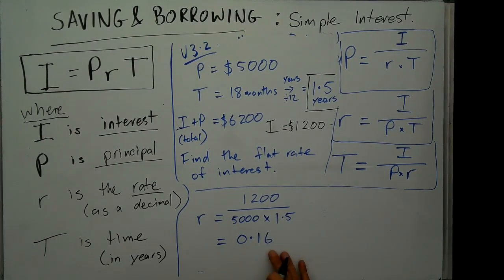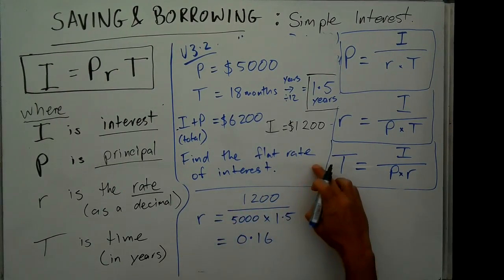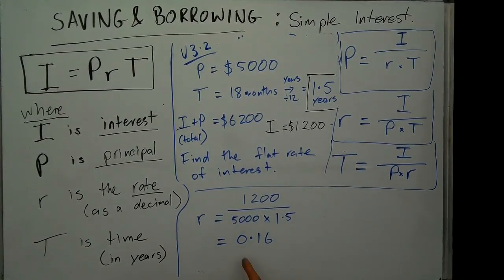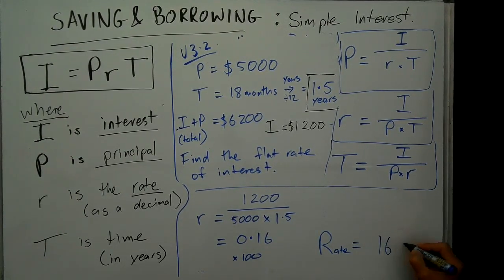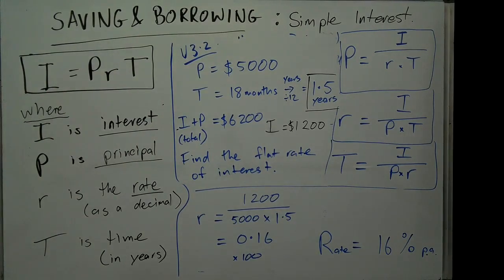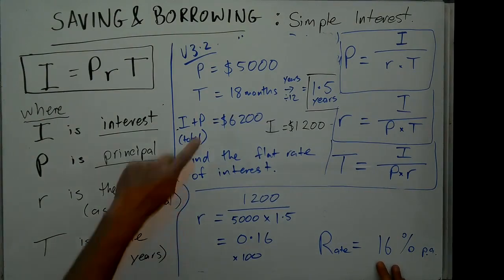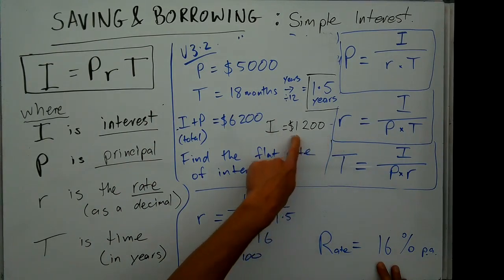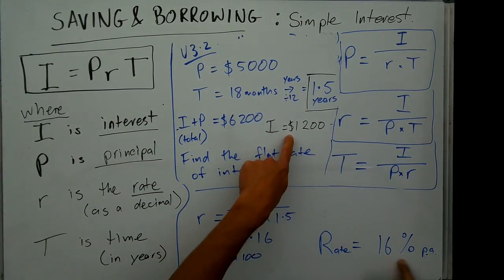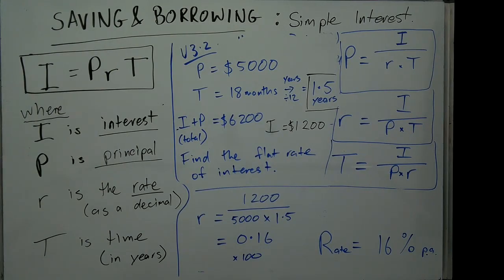This equals 0.16 exactly. And because it's asking us for a rate, a percentage rate, we now need to multiply this by 100 to turn it into capital R, 16% per annum. So, in order for $5,000 to be invested for 18 months and to earn this much money, this is the rate of interest that it needs to earn.